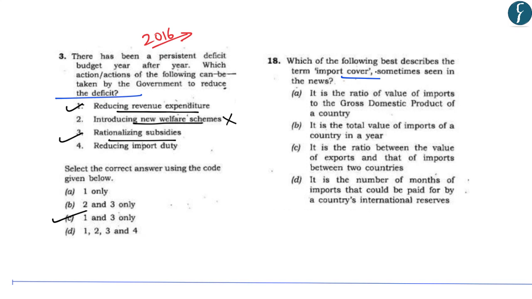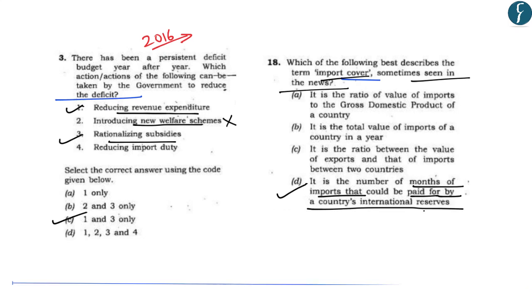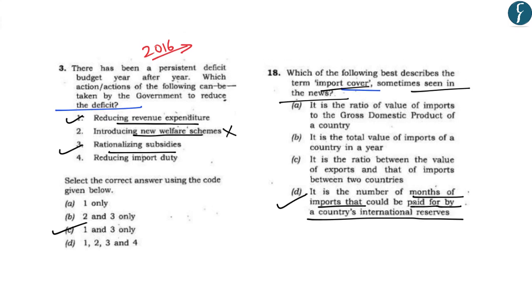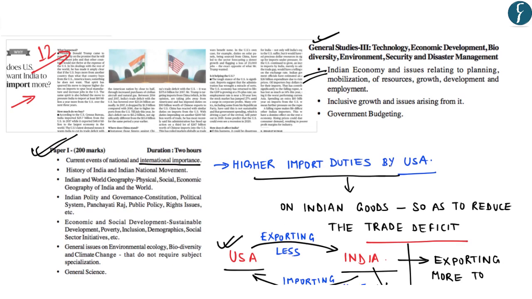Another question asked was, which of the following best describes the term import cover sometimes seen in the news? In this, D is our correct answer. That is, it is the number of months of imports that could be paid for by a country's international reserves. So this news on import cover becomes very important from our exam point of view. Hence, this article becomes extremely important to understand, and since this is a developing story, let's wait and watch how India responds to the higher imposition of import duties by the United States. With this, let's move on to the next news.